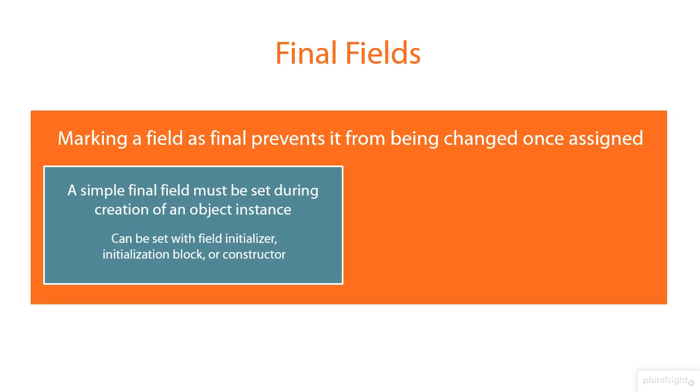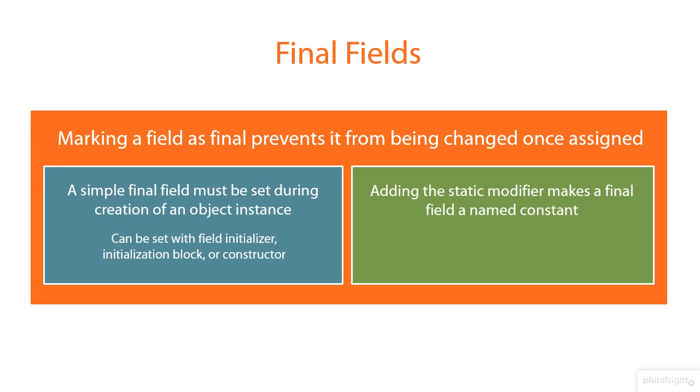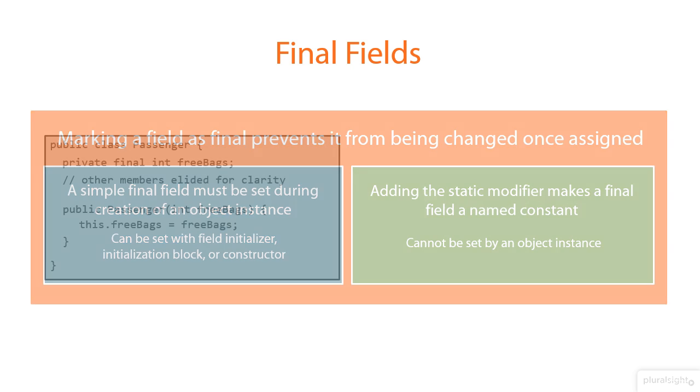Now there's also what's known as a static final field. Static final fields create basically named constants. And a static final field cannot be changed in any object instance. Its value is actually tied to the class itself. So we look at that in code.